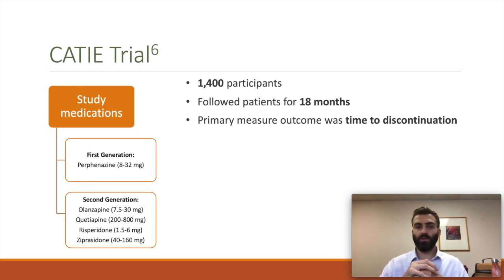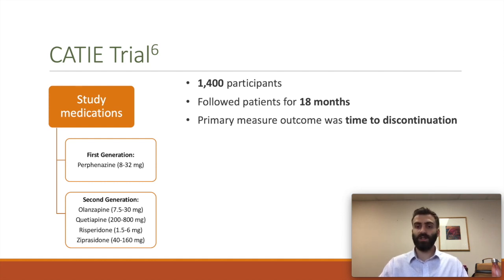The options for the trial: the first generation was perphenazine. The authors of this trial actively chose perphenazine over haloperidol. They were afraid haloperidol would have too many extrapyramidal side effects, or EPS. So they went with another first generation agent that has efficacy but less risk for EPS.